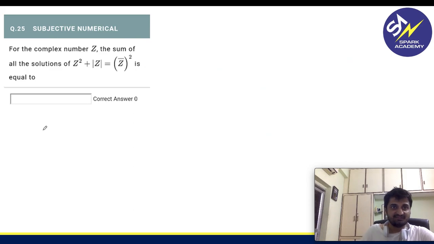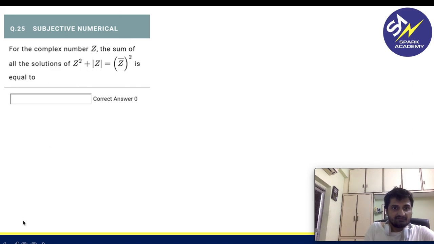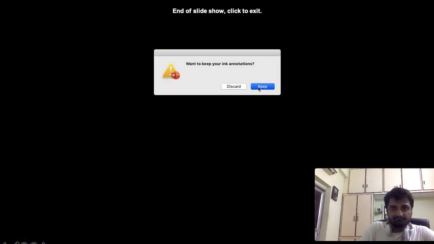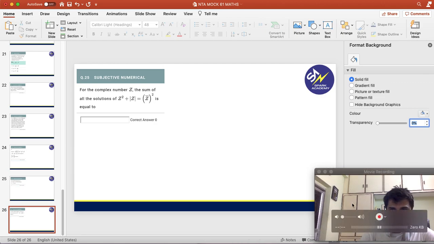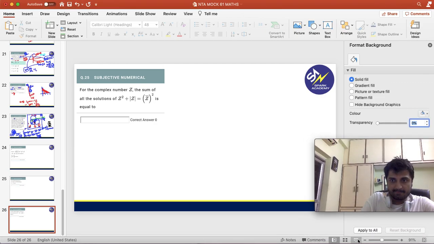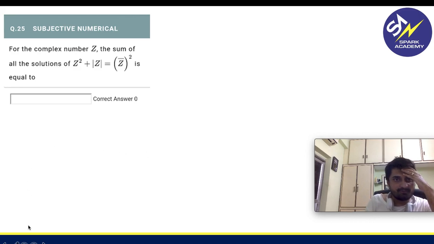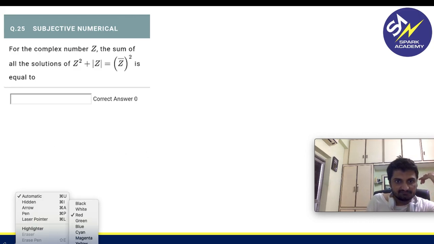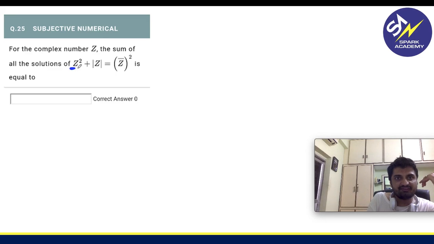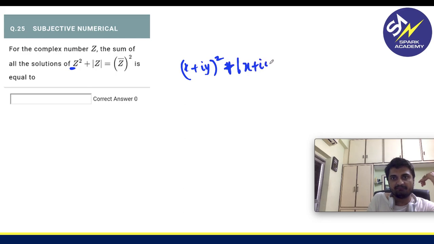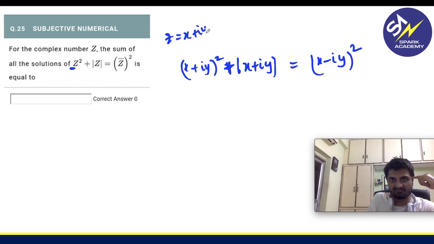Now look at this. 25th question, I didn't solve actually. For the complex number, so let's do the 25th sum. For the complex number z, they are asking us number of solutions for this. Very easy. z I can write it as x plus iy. So I'll write (x plus iy) whole square plus mod of (x plus iy) equals to (x minus iy) whole square. z bar, right? So I'm just assuming z equals to x plus iy.